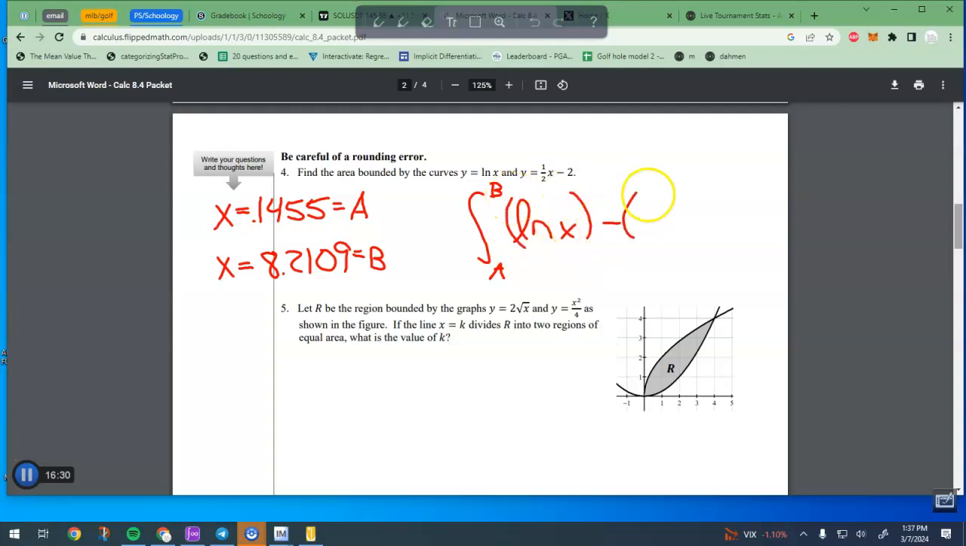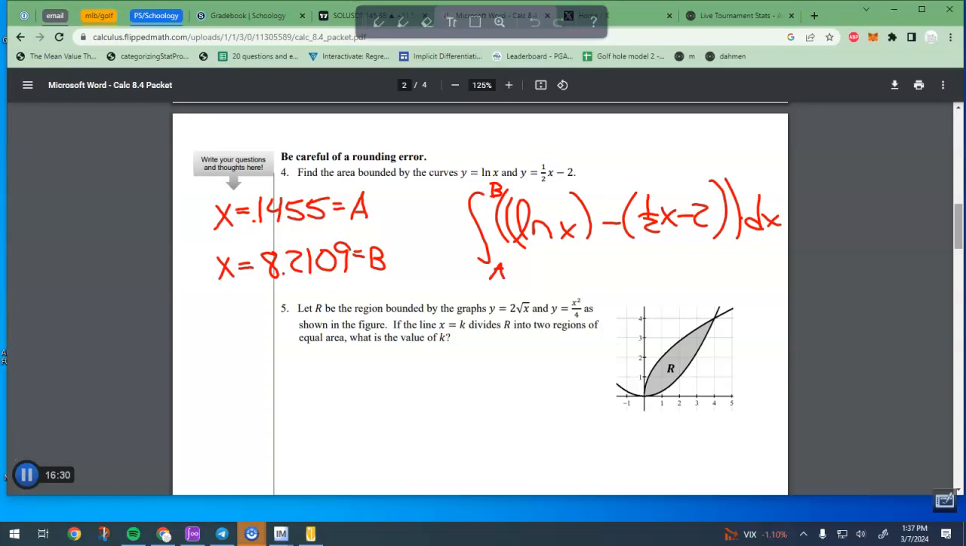The bottom equation is 1 of x minus 2 times dx, and I'm not worried about the answer, just the setup is good. So make sure you understand everything I'm doing there. I'm finding where they intersect, just like we did in number 2, but in number 2 we can factor, that's why we use our calculator.